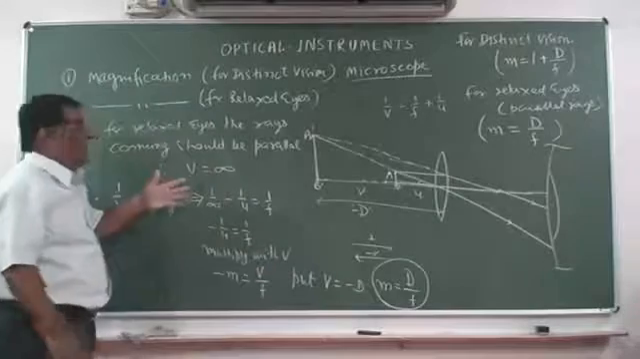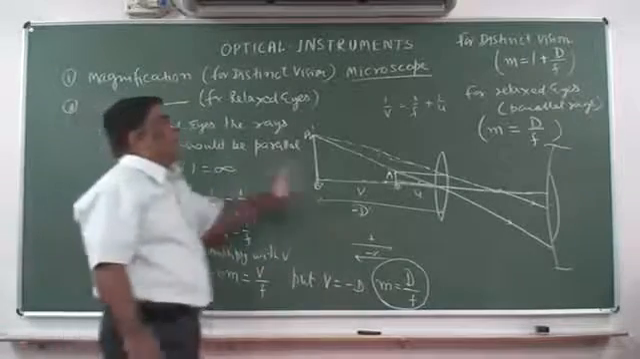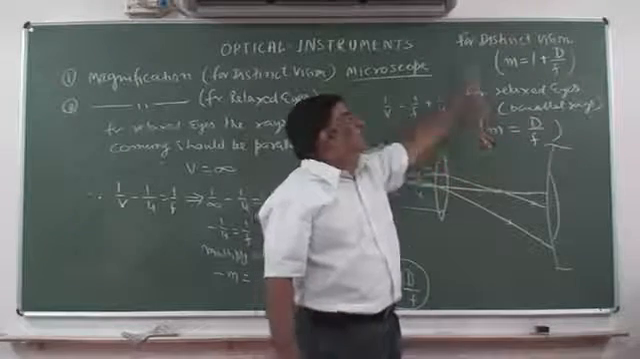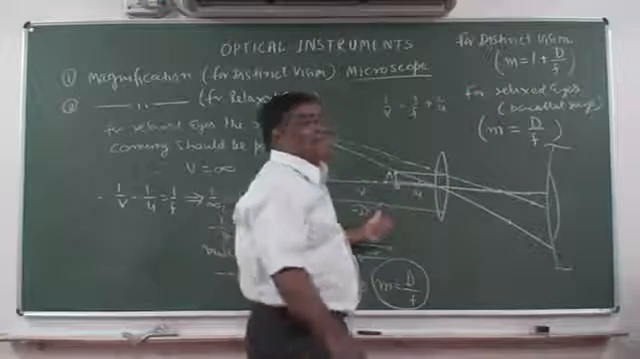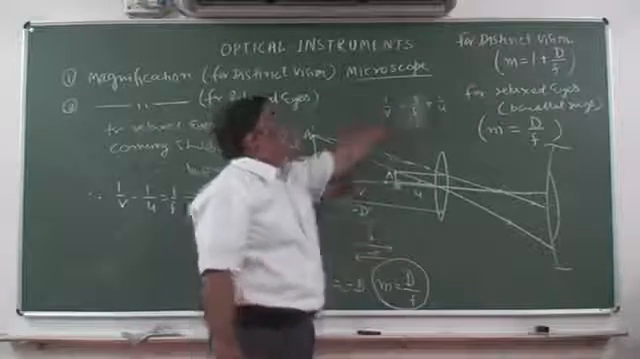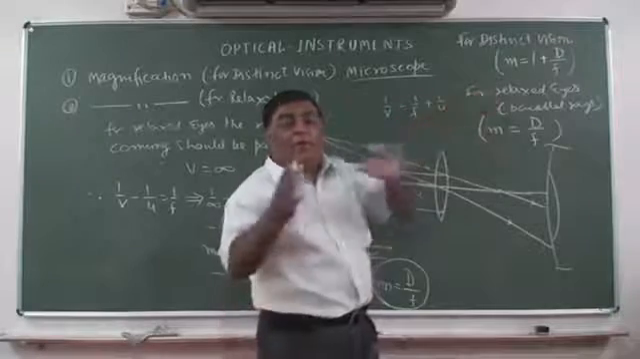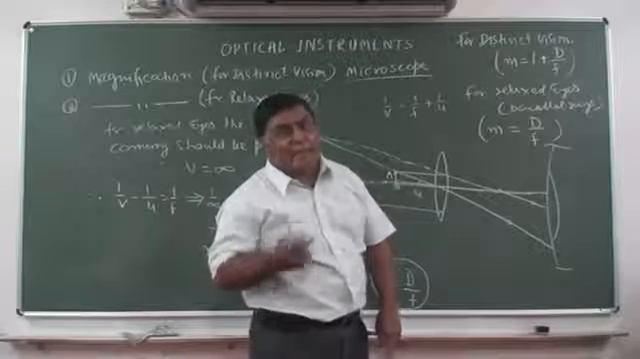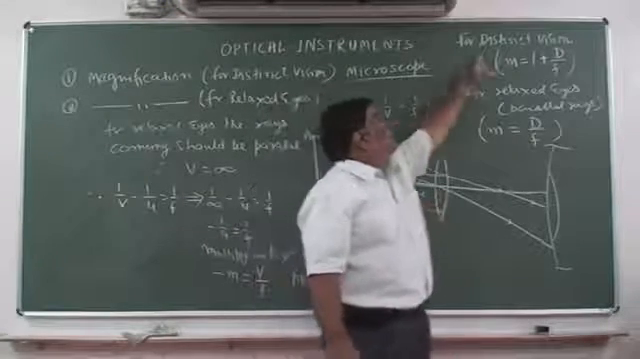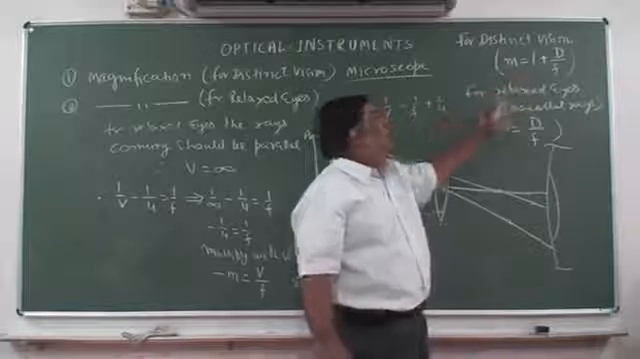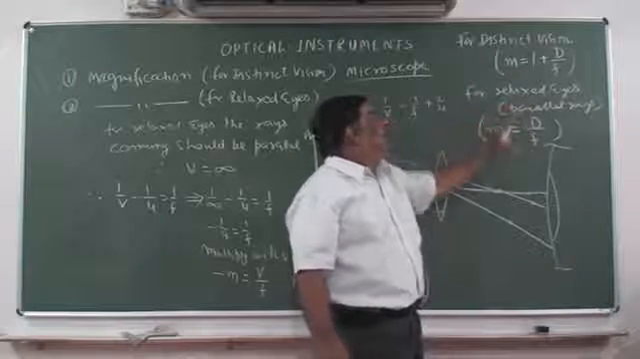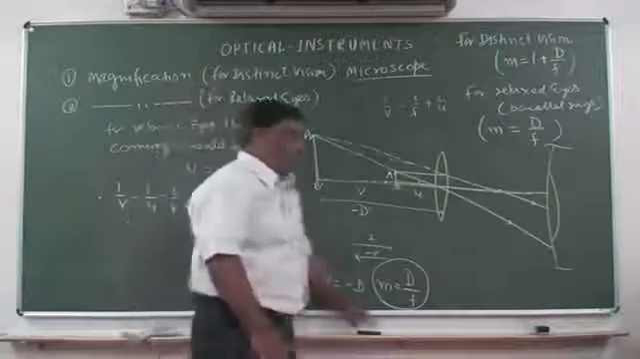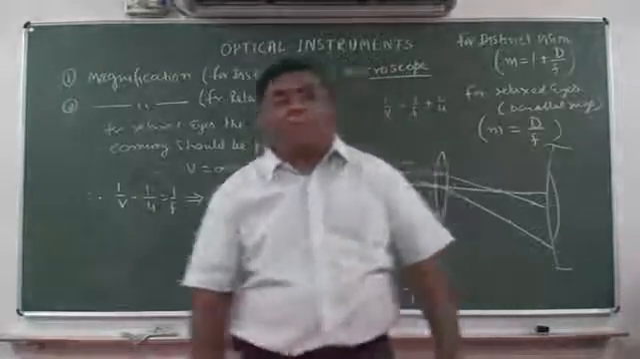So don't try to make many logics in this. You can remember that magnification is equal to D upon F for the parallel rays, and you must remember how this D has come in this. So M is equal to 1 plus D upon F. Now onward, wherever we use these lenses, we will remember that the magnification done by this lens for distinct vision is 1 plus D upon F, and for parallel rays, for relaxed eyes, it is D upon F. So this is the simple microscope and the magnification done by a simple microscope.